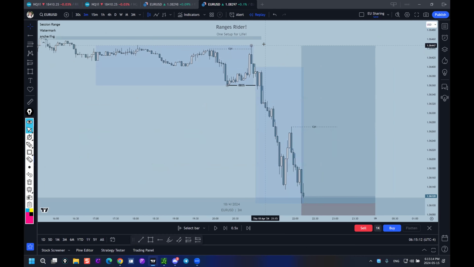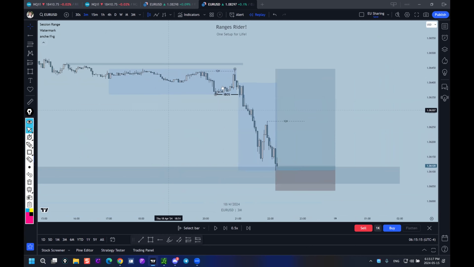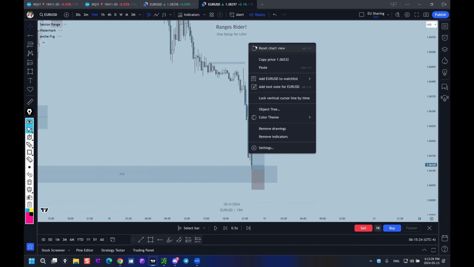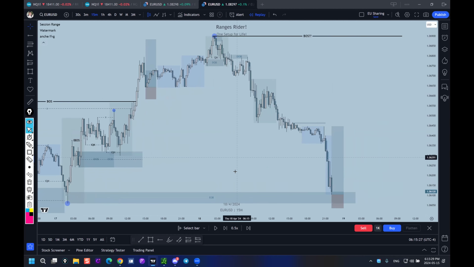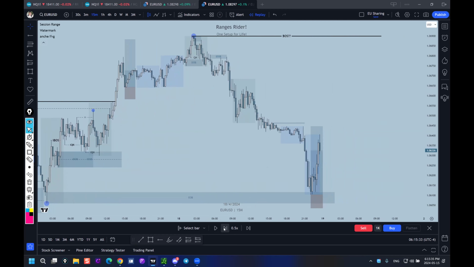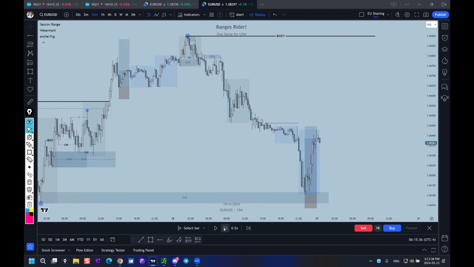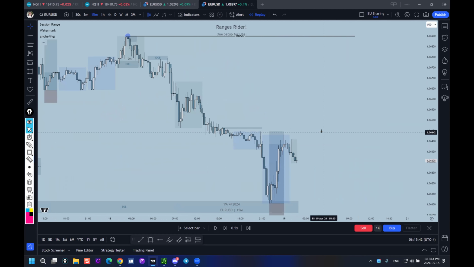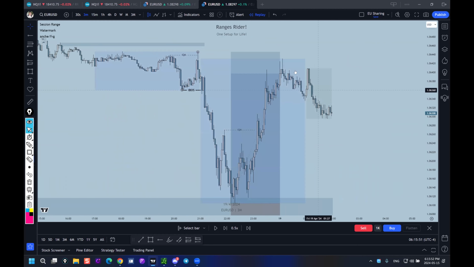So first we wait for what? For this entry, and then we see how things pan out. We go on the 15-minute because the lower time frame job is done. Okay, the market did not exactly reach the external order block, but I think it reached the rejection block.